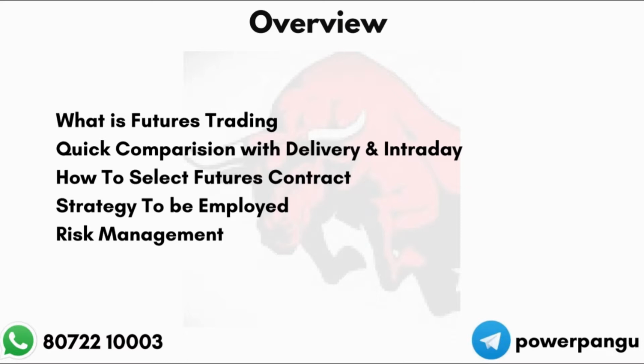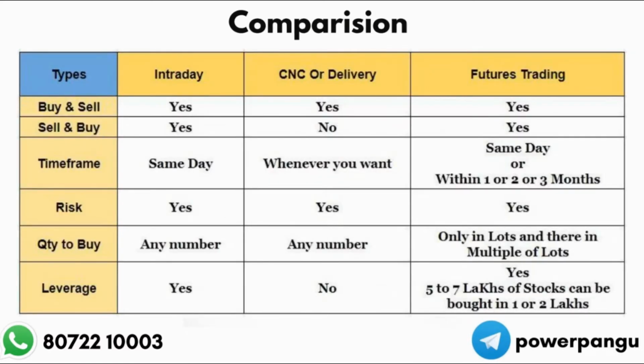First let's do a quick comparison so that you get to know futures trading during the comparison itself. So we have types. I have categorized the types into 6 types, based on going long, short, time frame, risk, quantity to buy and leverage, and the comparison is against the 3 different products that we have. First let us see the types by buy and sell.